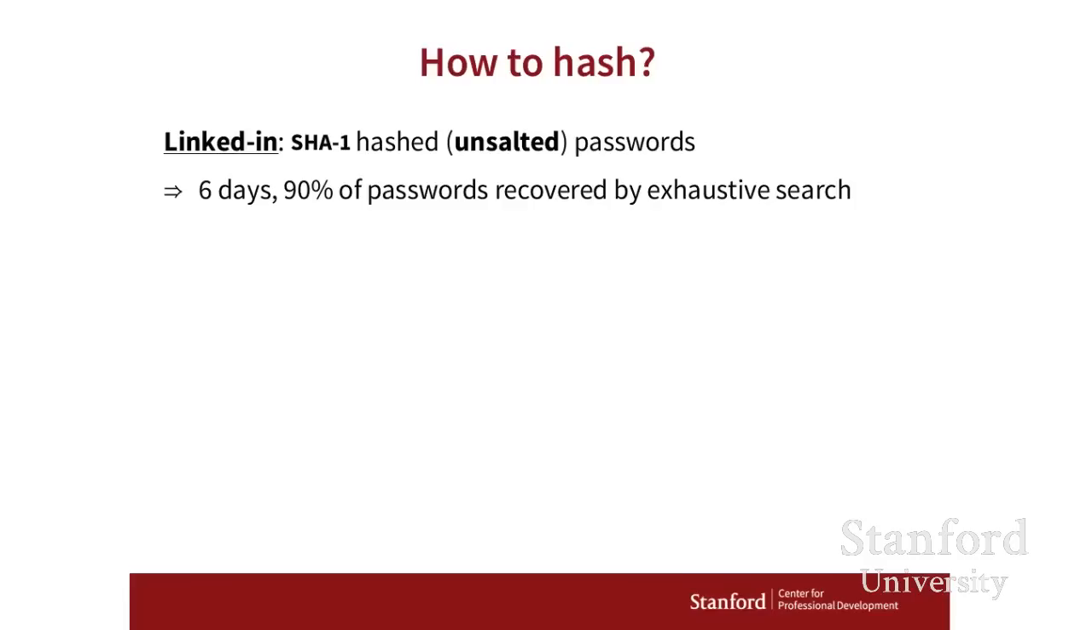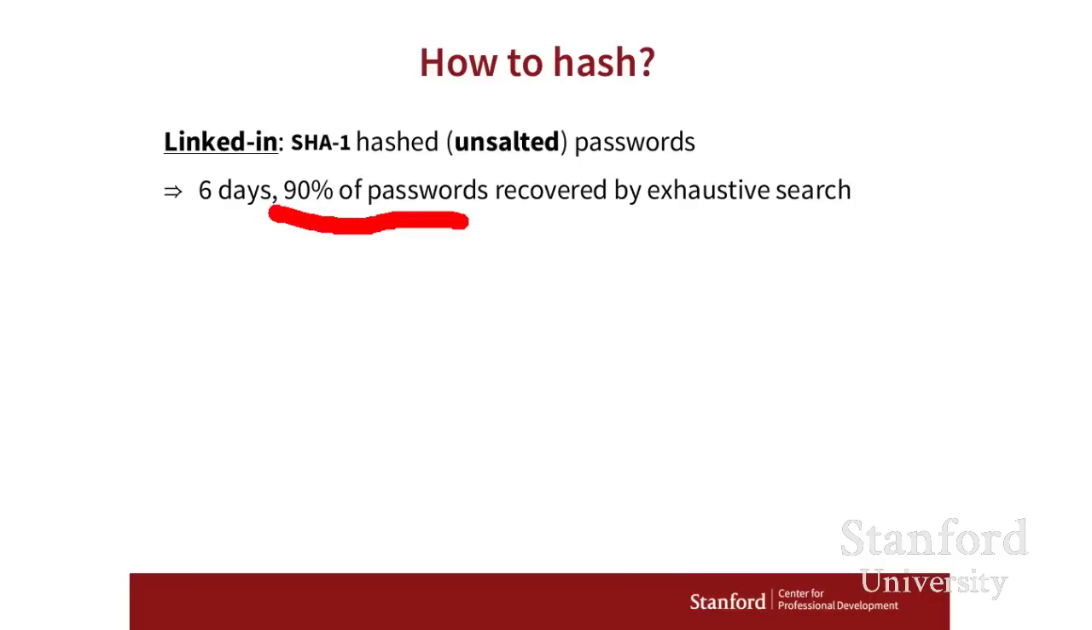So what happened with LinkedIn is, unfortunately, they used a SHA-1 hash of their password, and in fact, the SHA-1 hash was even unsalted. So literally all they did is they computed a SHA-1 hash of everybody's password, and that's the value that was stored in the password database. When that password database was compromised, within 6 days, almost all the plaintext passwords were exposed. So 90% of the passwords were actually revealed.